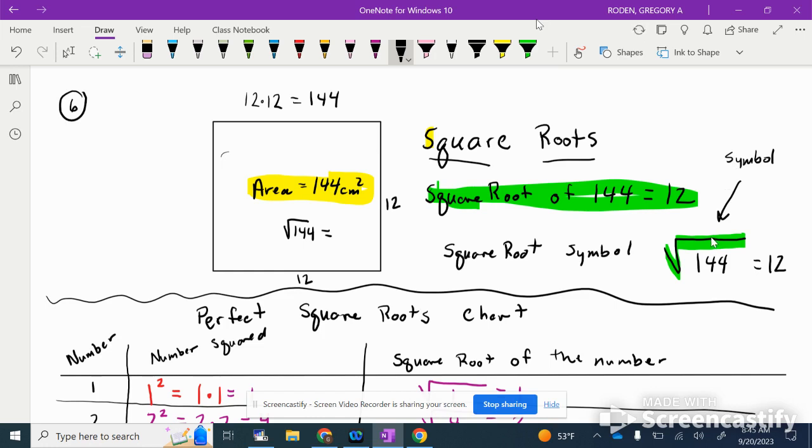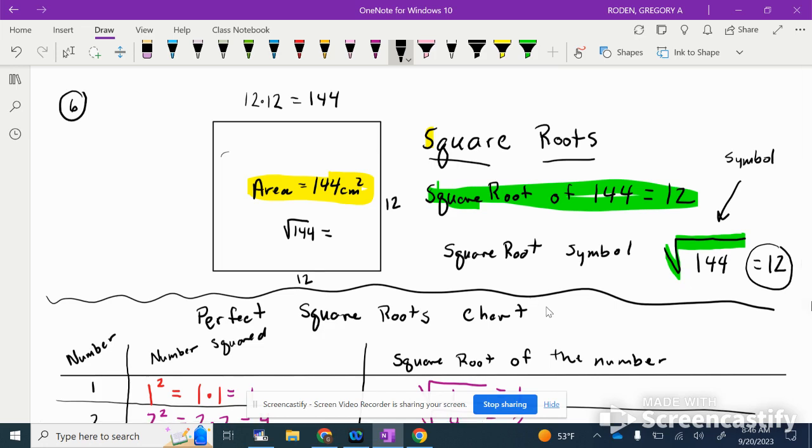It looks like a division sign with a check mark, and we don't put the answer on top. We put it to the side here. So that's right here. See that?